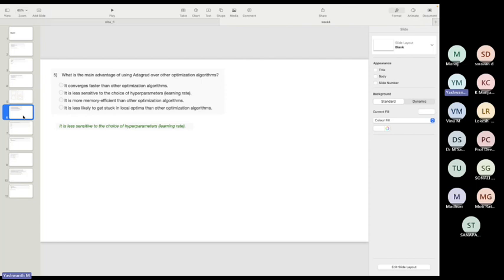What is the main advantage of using AdaGrad over the other optimization algorithms? Right. So, it is less sensitive to the choice of hyperparameters, and I mean, it should help converge faster as well, but I think this is the most appropriate one.